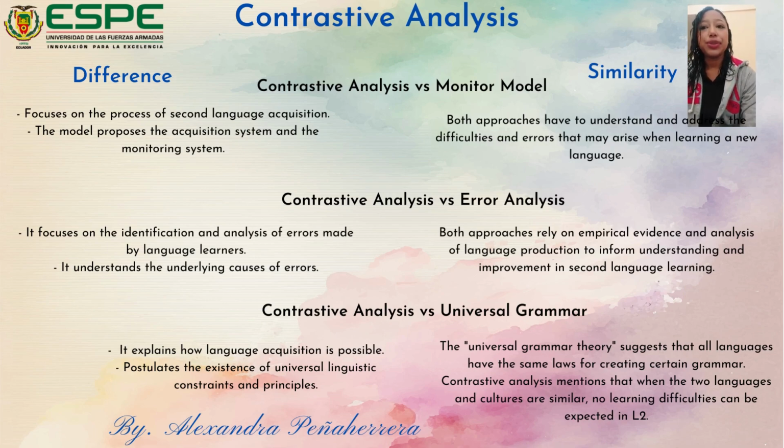The difference: the monitor model focuses on the process of second language acquisition, and proposes the acquisition system and the monitoring system. Error analysis focuses on the identification and analysis of errors made by language learners, and on understanding the causes of errors. And universal grammar explains how language acquisition is possible, and postulates the existence of universal linguistic constraints and principles.